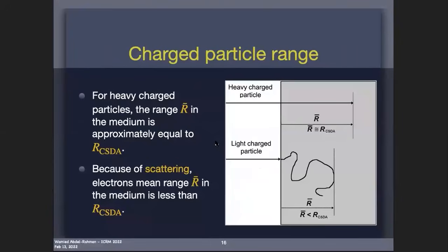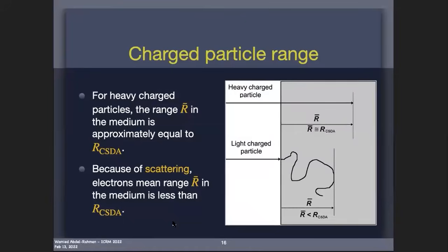So for heavy charged particles, the range in the medium is approximately equal to the range assuming the continuous slowing down approximation, where the charged particle just goes in a straight line and is not deflected. However, for light charged particles, they're scattered in the medium. So for electrons and positrons, the range of these particles in the medium is usually less than the range assuming the continuous slowing down approximation.